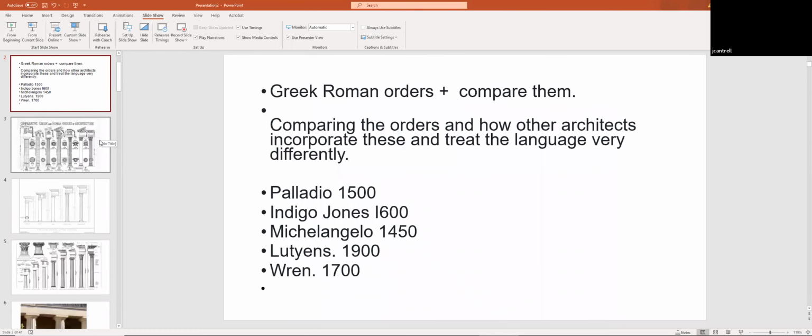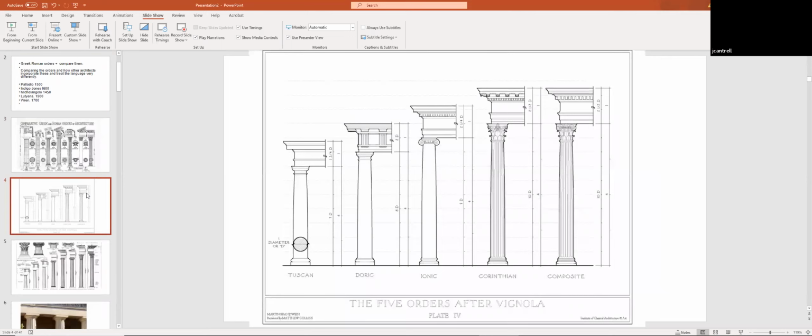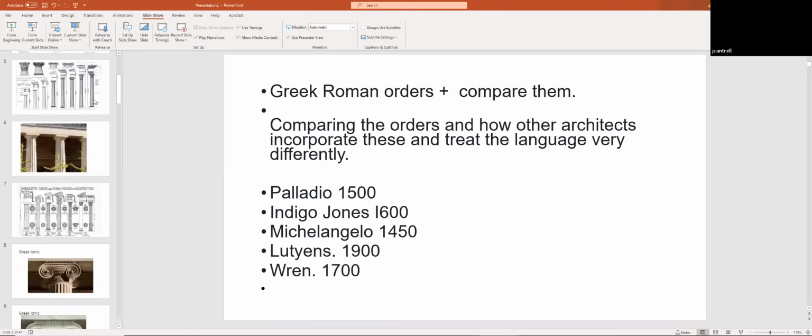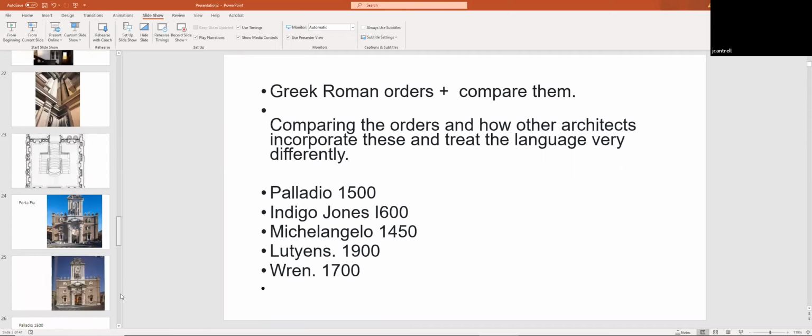I'd like you to make sure you make a note of these architects we talked about. I'm sure you've probably written the orders in your sketchbook before, but I just want to make sure that these are some very important architects that changed things. They took the original language and reinvented it in a very intellectual and somewhat playful manner.